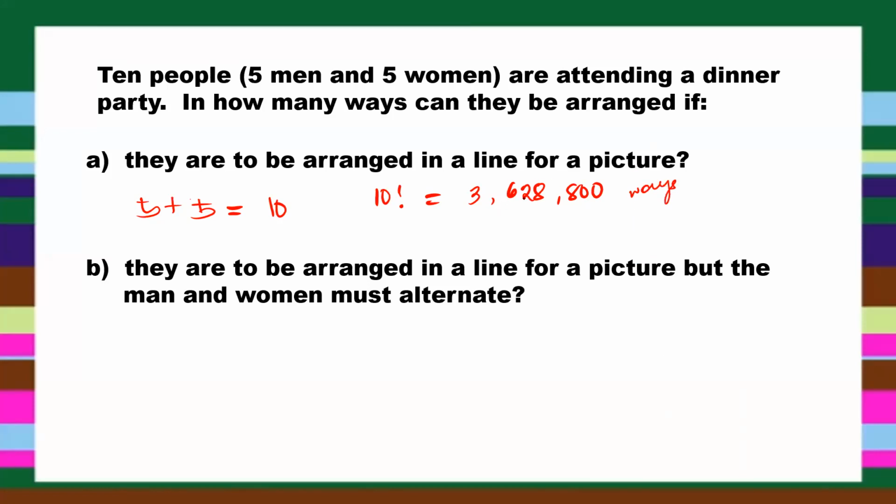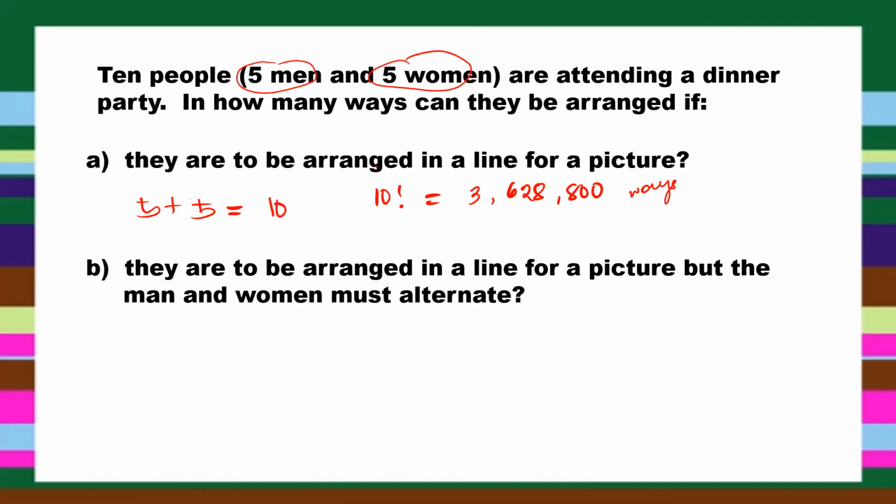There are 3,628,800 ways for you to arrange 10 people in a line per picture. How about if they are arranged in a line for picture, but the men and women must alternate? So alternate sila. Ilan ba yung boys or men? We have 5 men and we have 5 women.